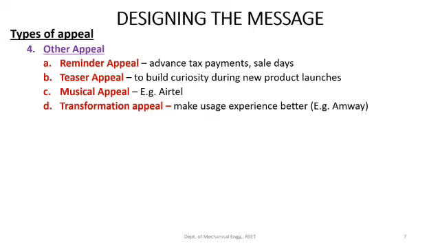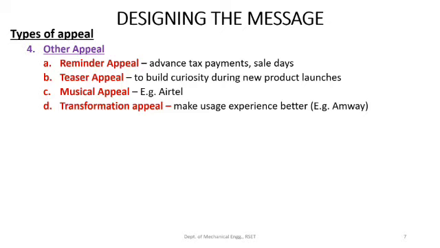So they are saying that using this particular product will give you a much better usage experience than any other products that they have used. So they are appealing about a transformation in their usage experience. There are these other kinds of appeals also which are commonly seen. The different kinds of appeals include rational or informational appeal, emotional appeal, moral appeal, then other kinds of appeals like reminder appeal, teaser appeal, musical appeal, and transformation appeal.